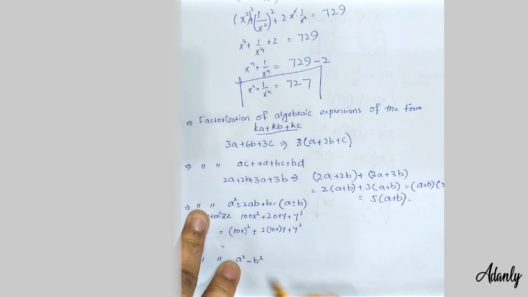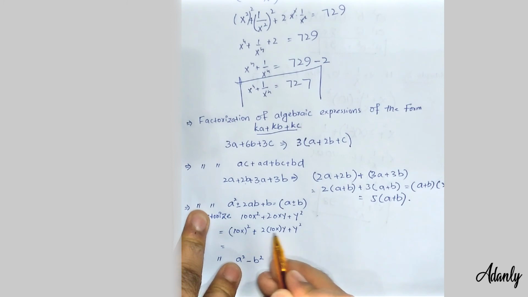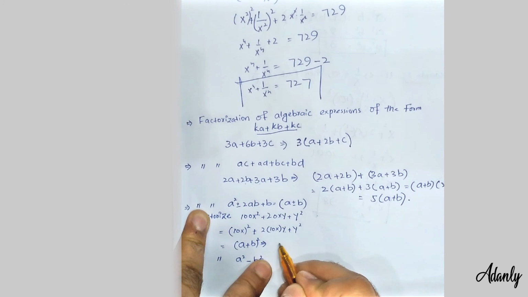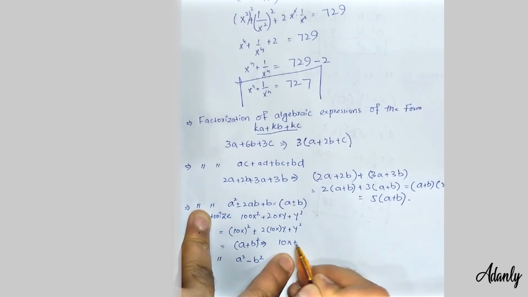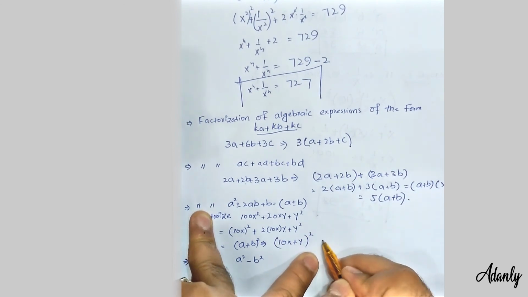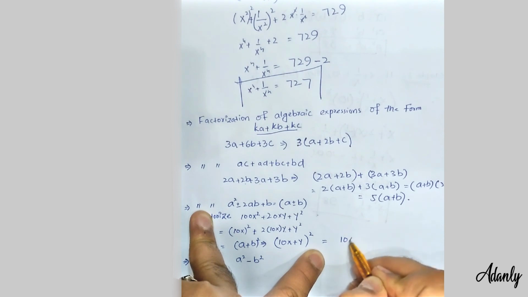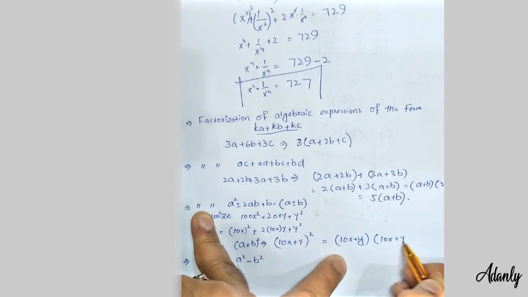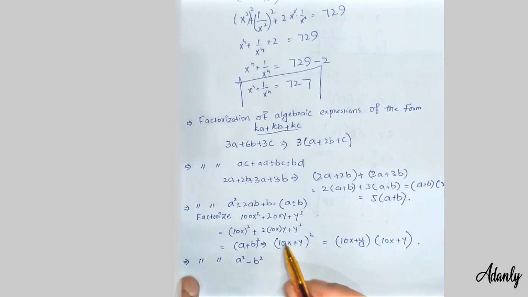So now if we compare both the formula and this expression, it gives us a square plus 2ab plus b square. So that formula is a plus b whole square, right? So according to this formula, we can write the above expression as 10x plus y whole square, all right? So we can further evaluate this as 10x plus y into 10x plus y. So this is the required answer.